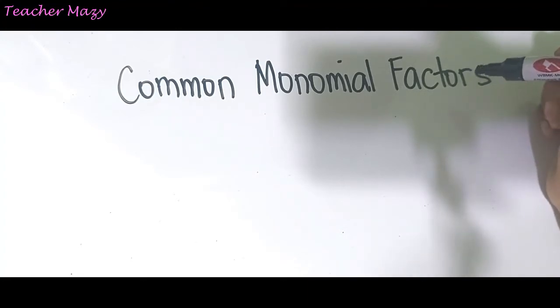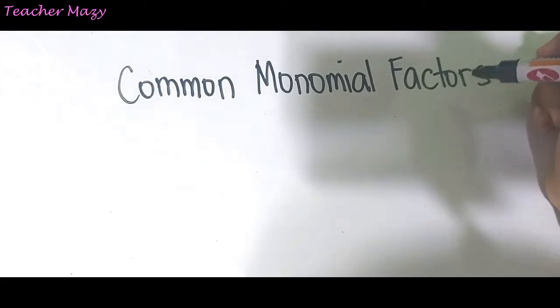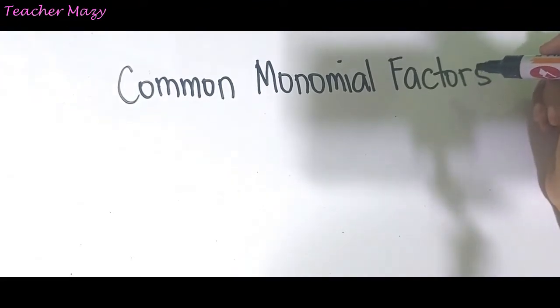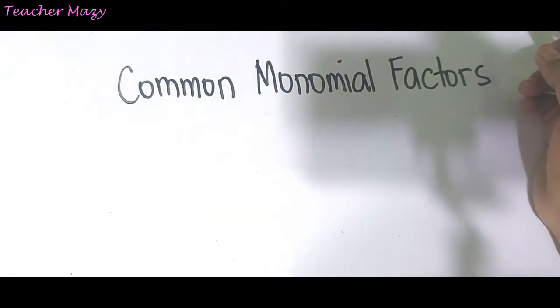There are many different methods on how to factor a given polynomial, and this is one of those: the common monomial factor. Let's use this method to get the factors of a given polynomial. When a polynomial is factored, it is written as the product of two or more factors.